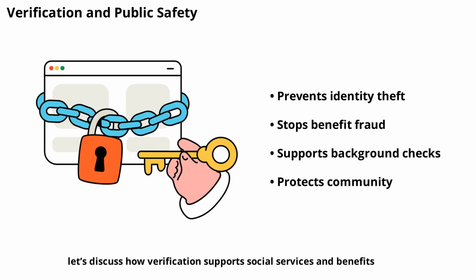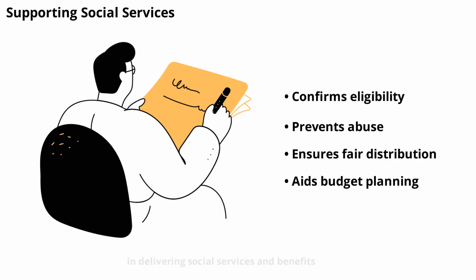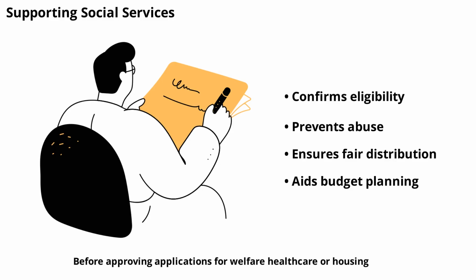Now, let's discuss how verification supports social services and benefits. Verification plays a key role in delivering social services and benefits. Before approving applications for welfare, healthcare, or housing, government offices must confirm eligibility through careful checks. This ensures that resources go to those who truly need them and reduces the risk of abuse. Accurate verification also helps agencies plan and allocate budgets more effectively.